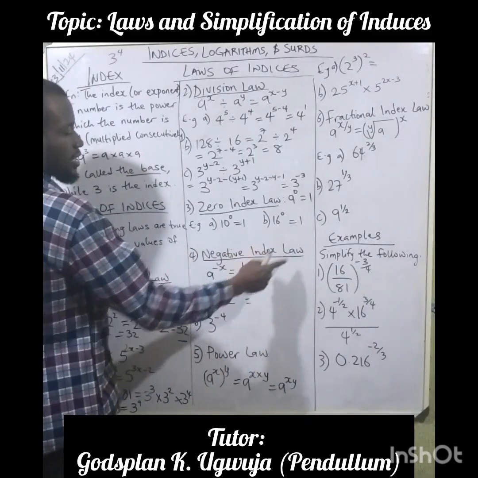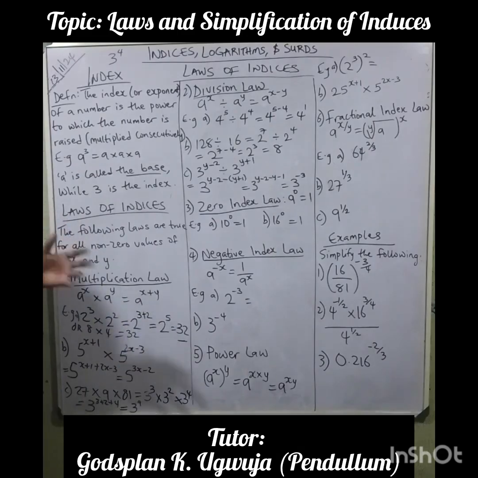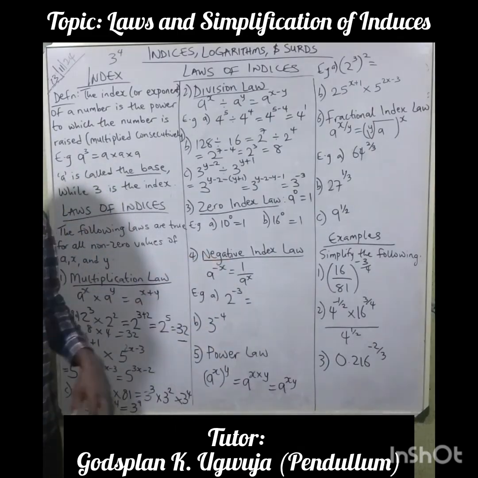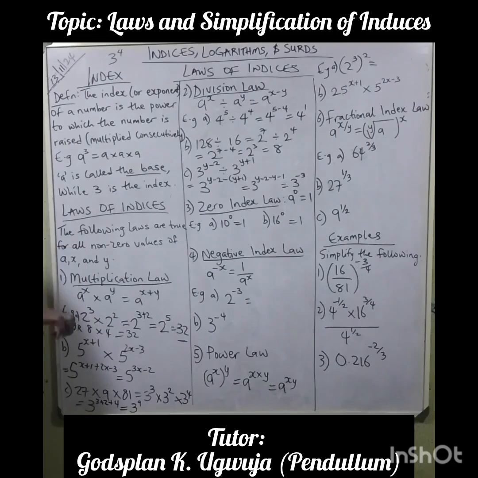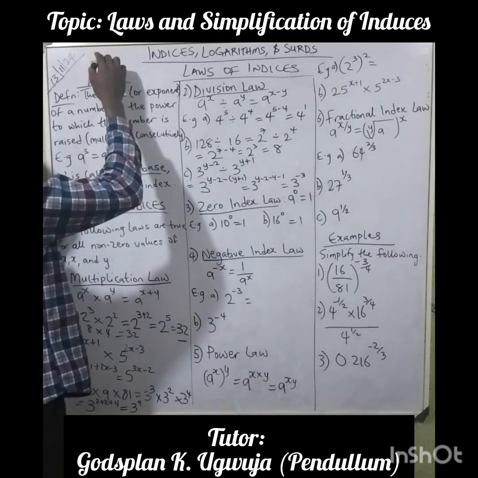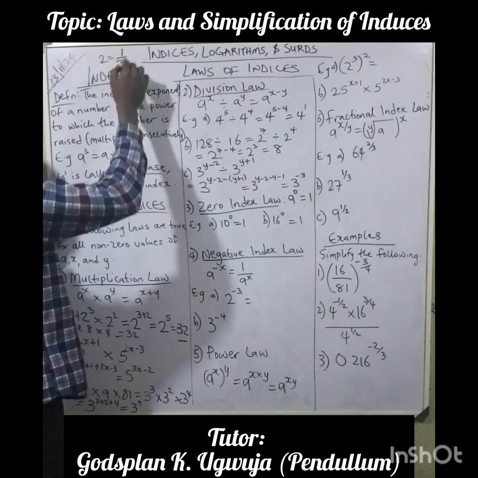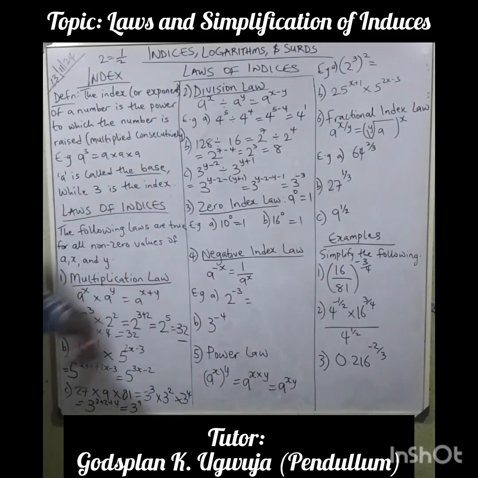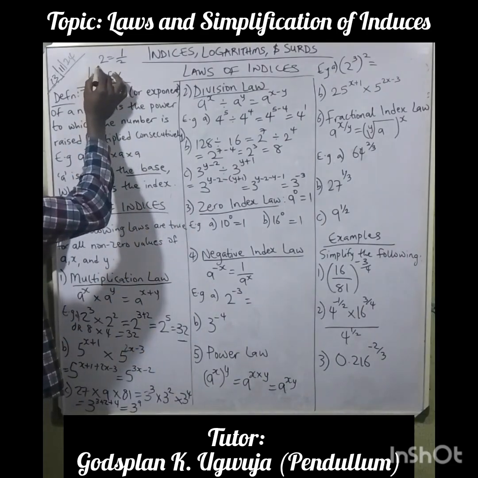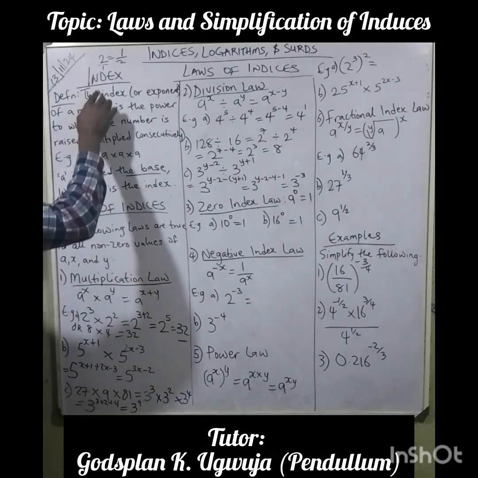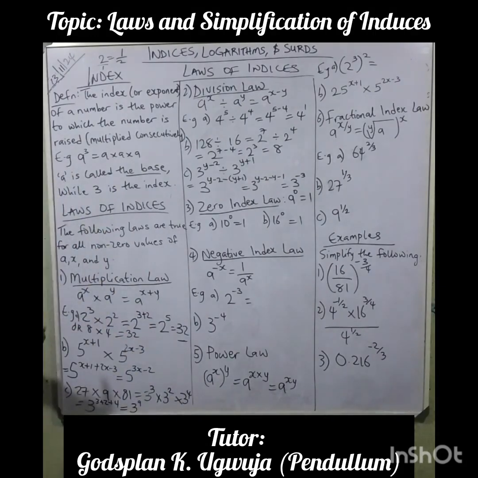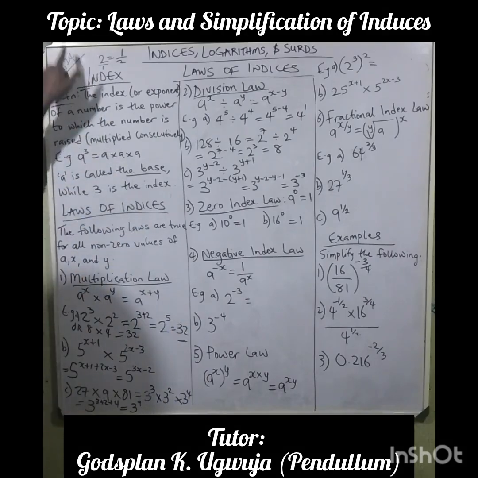Then we have the negative index law. Negative index means we have a minus in our power, in our index. Now, a negative index automatically indicates a reciprocal. Reciprocal means 1 over. So the reciprocal of 2 is 1 over 2. It's like turning it upside down, because you know that originally 2 is the same thing as 2 over 1. So the reciprocal, if you turn it upside down, will be 1 over 2.